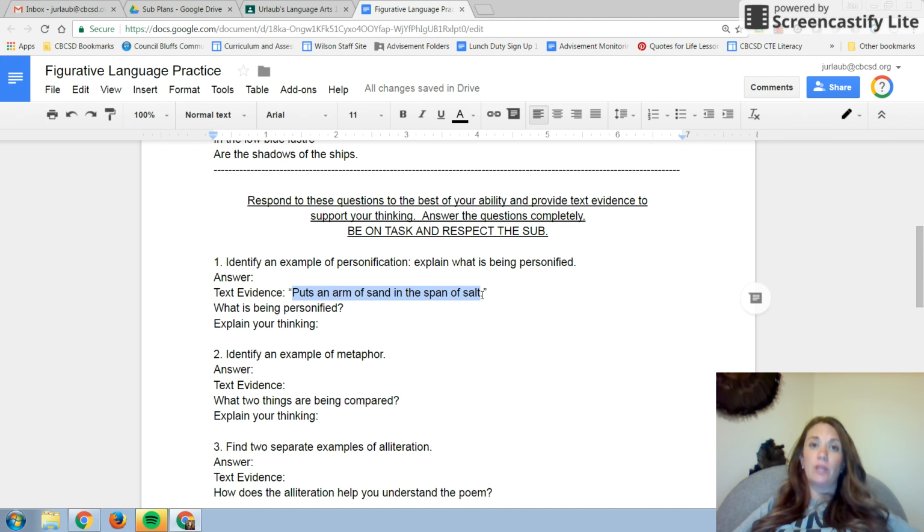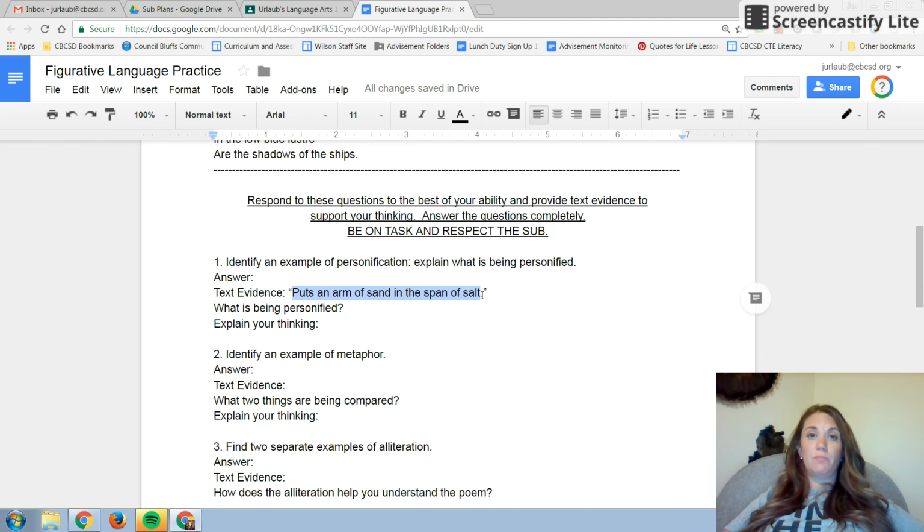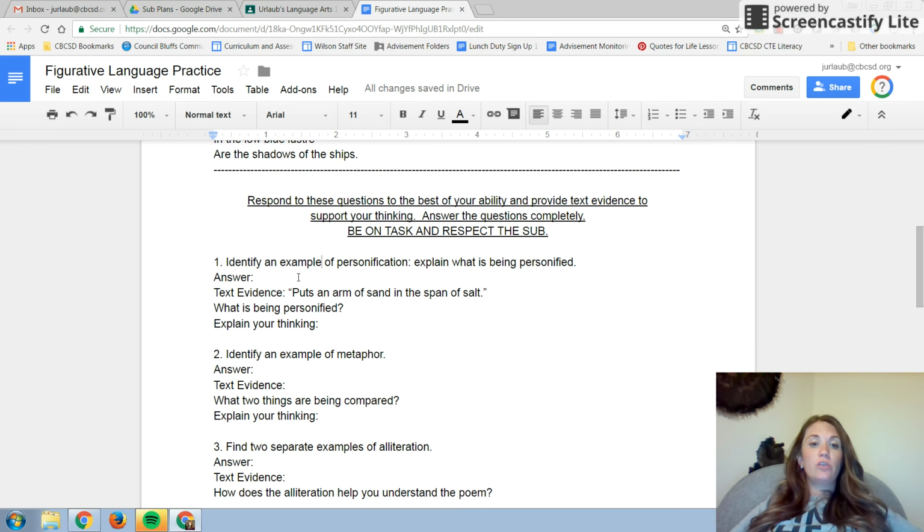And you're going to have to read the rest of the poem in order to figure that out. You can't figure it out by just this one piece of text evidence. I just wanted to show you kind of what this looks like. So your answer goes here. So the answer to the question, identify an example of personification. That's what we did right here. Explain what's being personified. So here, I'm going to put what's being personified.